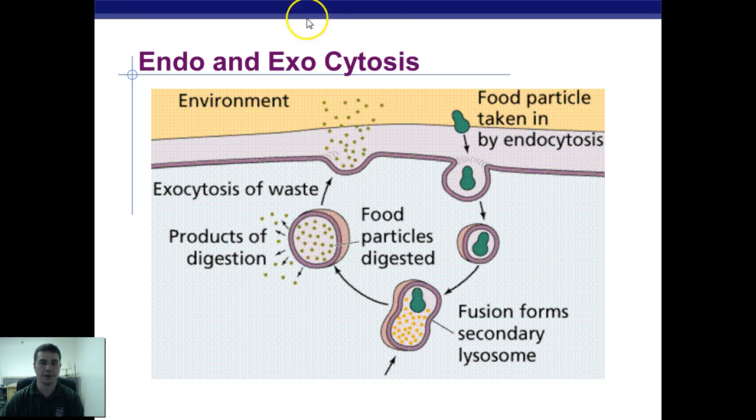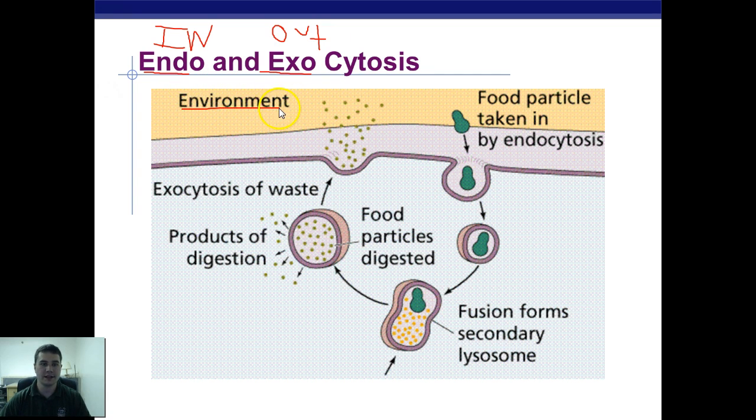Now, like I said before, there's passive diffusion. There's also active transport. Those aren't the only two ways to get in and out of the cell. Cells can actually do endo and exocytosis. Endo means in, exo means out. So endocytosis means the cell is actually bringing something into itself.